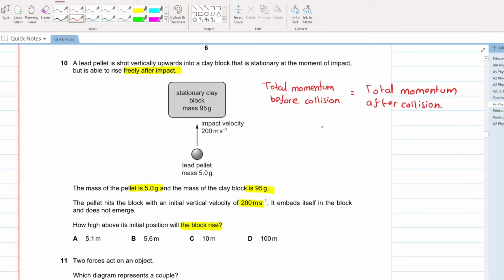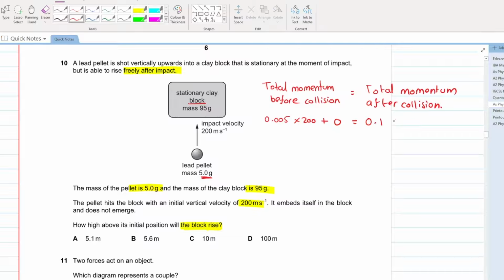Perfect. Okay, what is the total momentum before collision? Only we have a 5 gram pellet traveling at a velocity of 200. So let's convert 5 gram into kilogram. 0.005 multiplied by 200, plus a momentum of 0 because the clay block is stationary, is equal to the total momentum after collision.